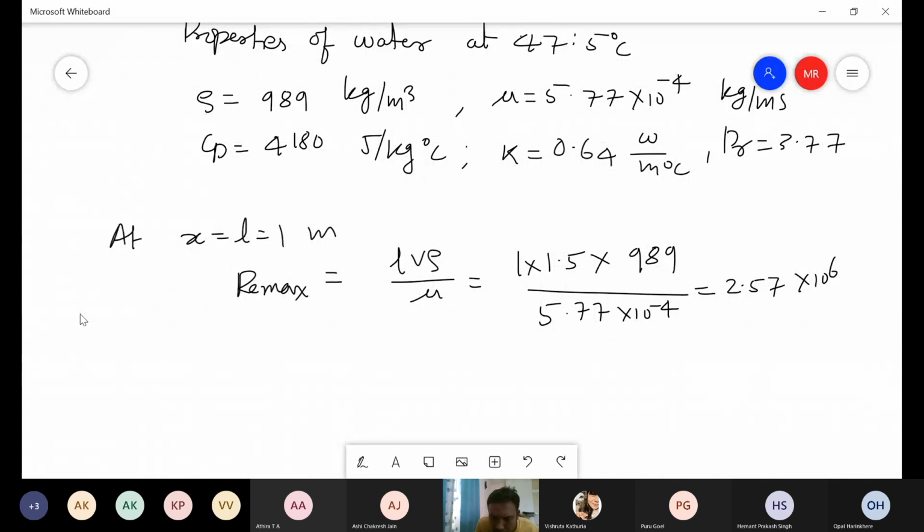Hello? This white screen is visible to everyone? Whiteboard is visible? Yes, sir, it's visible.